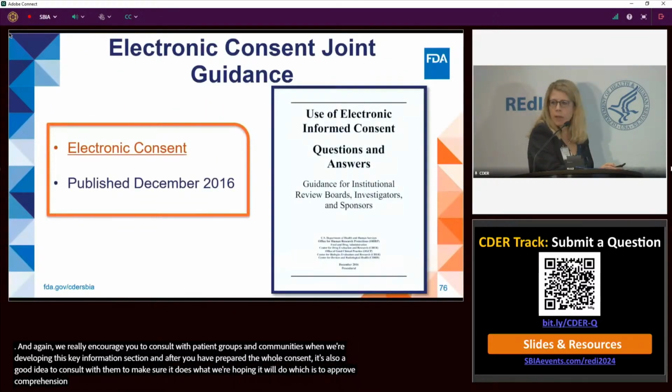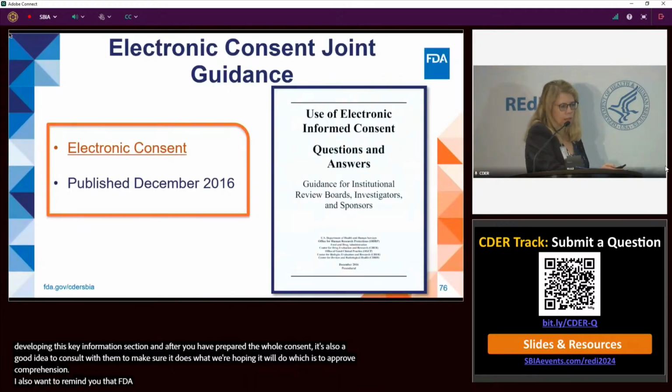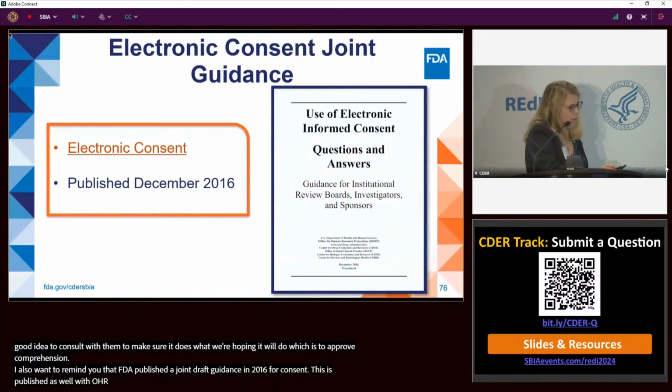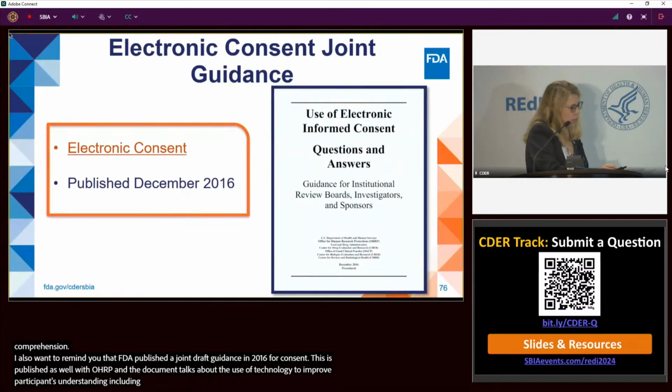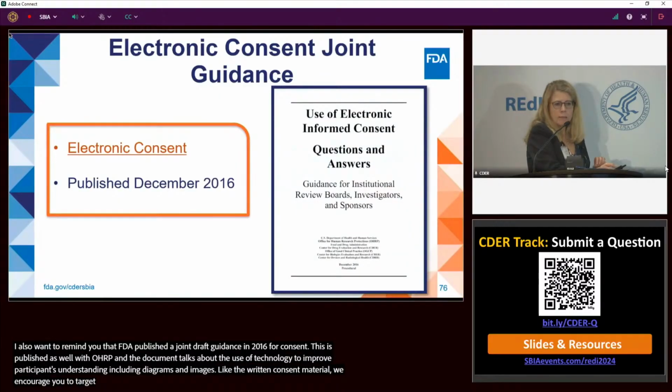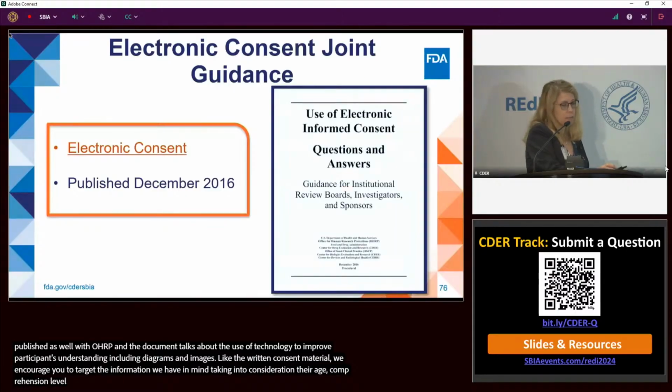I also wanted to remind you that FDA published a joint draft guidance in 2016 for electronic consent. This was published as well with OHRP. And the document talks about the use of technology to improve participants' understanding, including diagrams and images. Like the written consent materials, we encourage you to target the information to the audience you have in mind, taking into consideration their age, their comprehension level, and perhaps their English proficiency or their health literacy is also critical.